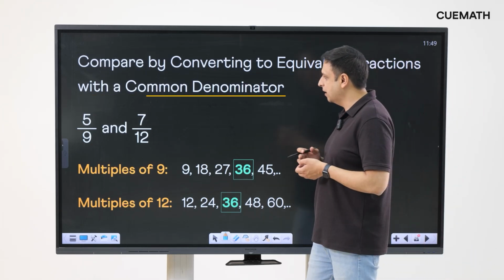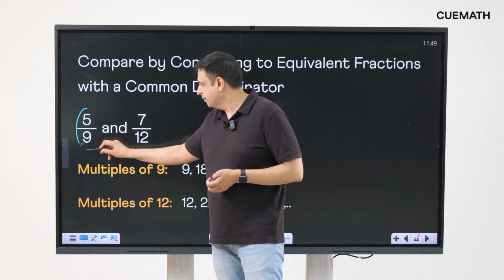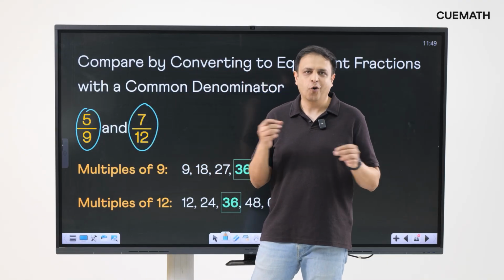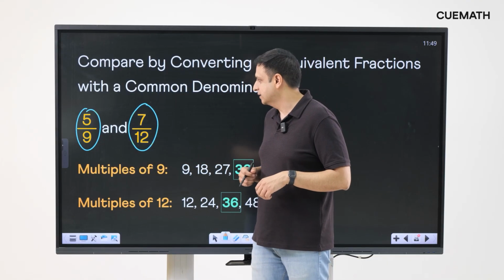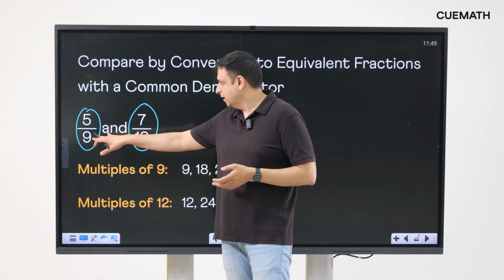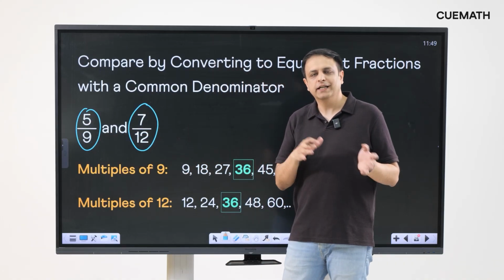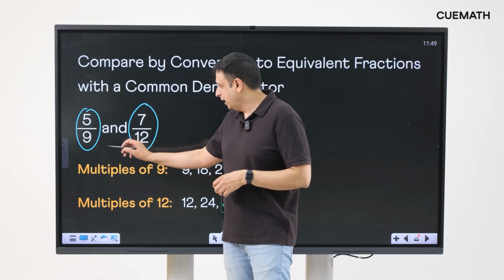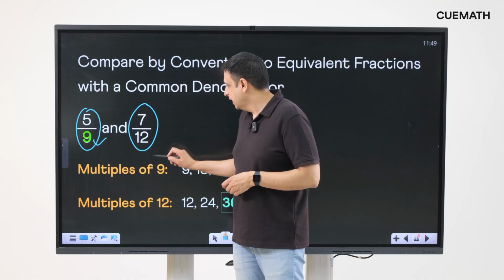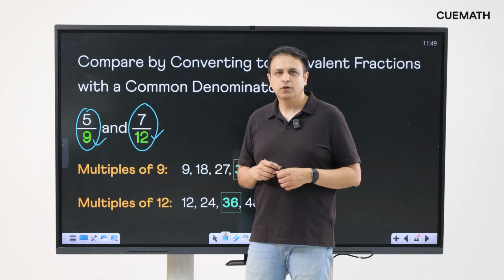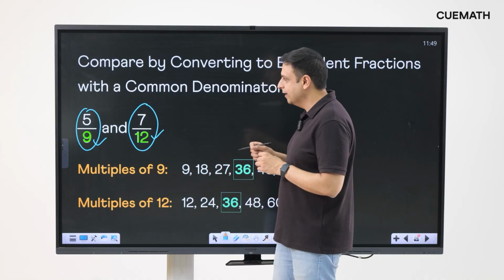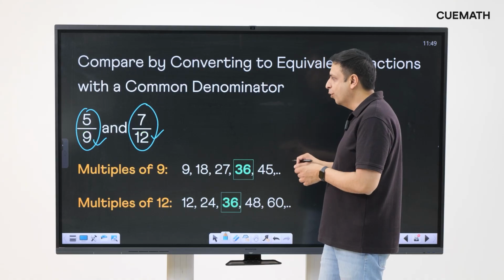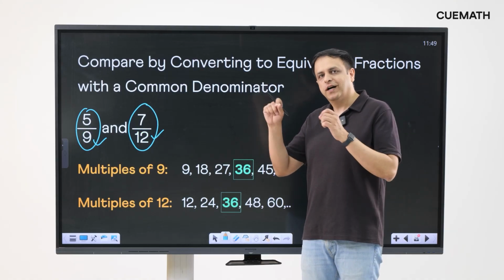So let's take another example. Here we have to compare 5 over 9 and 7 over 12, and we don't want to draw a number line to do this comparison. So what we'll do is convert both of these fractions into equivalent fractions with the same denominator. So how do we do that? Well, the denominator here is 9 and the denominator here is 12. So we will find a common multiple of 9 and 12 and then convert both of these fractions into equivalent fractions with that denominator.